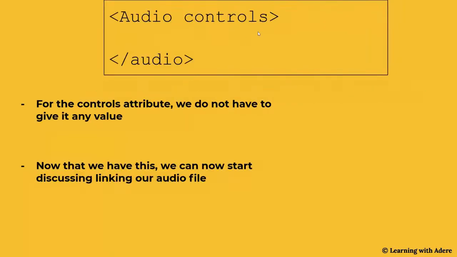So we're not passing in any values. This is the first time we've seen this. And then we just close it off like that. Then we have our closing audio tag after that. So we haven't, once again, passed a specific audio file yet, but we'll look into doing that afterwards. So once again, for the controls attribute, we do not have to give it any value. And now that we've discussed this, we can start discussing linking our audio file.